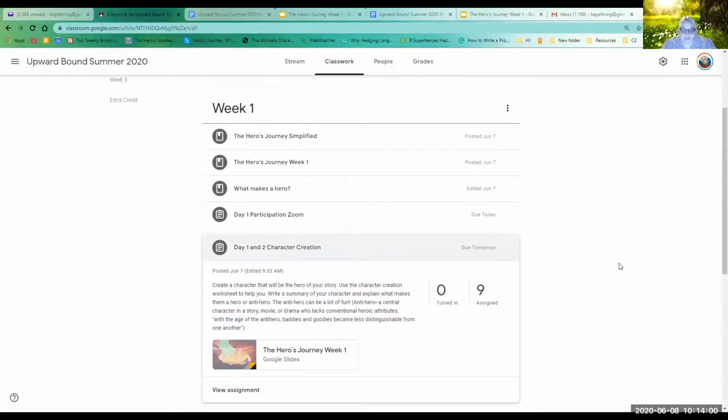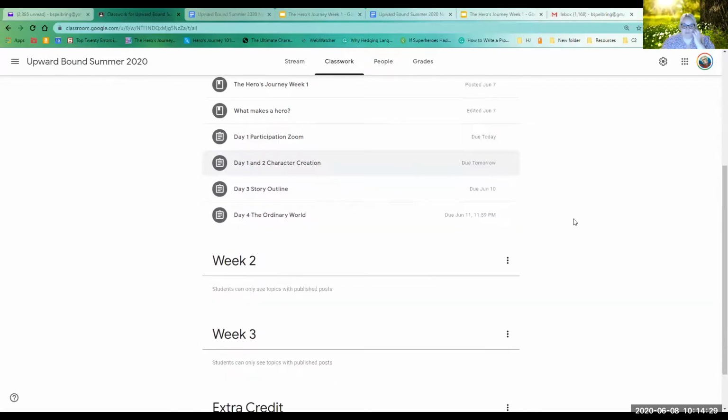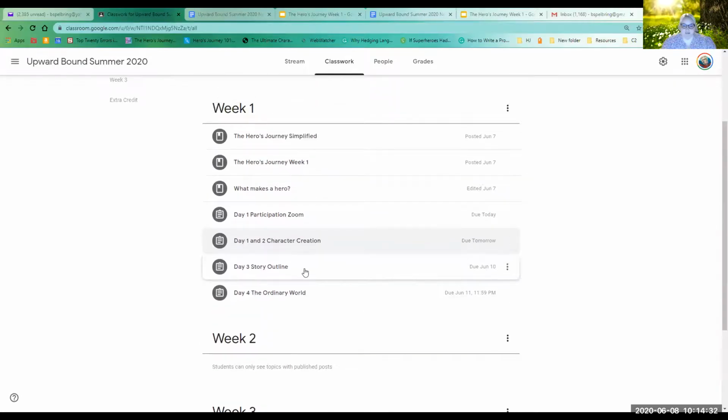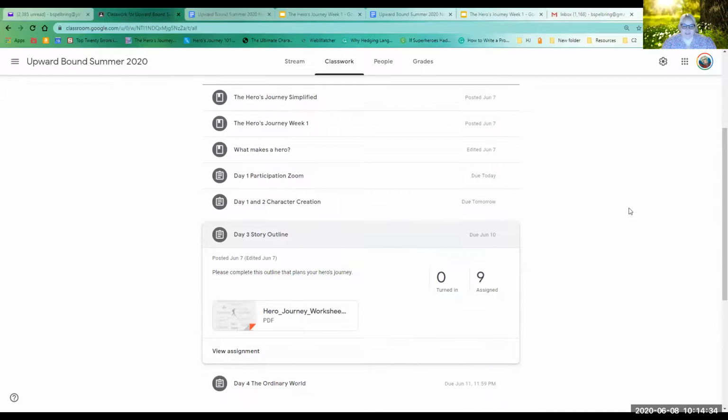So an anti-hero is a central character in a story, movie, or drama that lacks conventional heroic attributes. With the age of the anti-hero, baddies and goodies become less distinguishable from one another. So the anti-hero is someone who doesn't have qualities that we normally associate with heroes, right? So that can be a lot of fun to do an anti-hero.